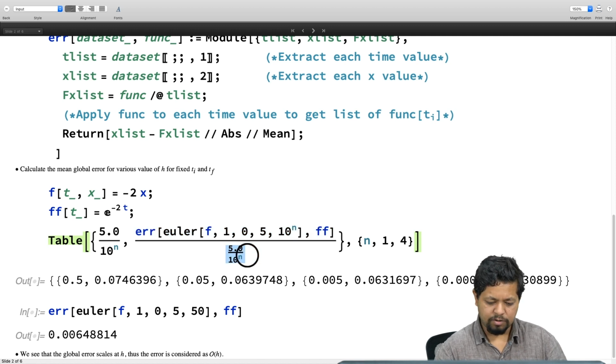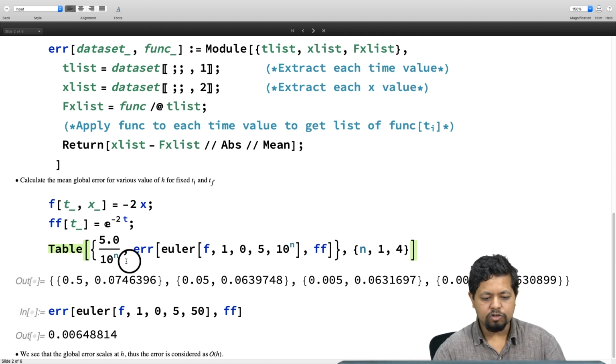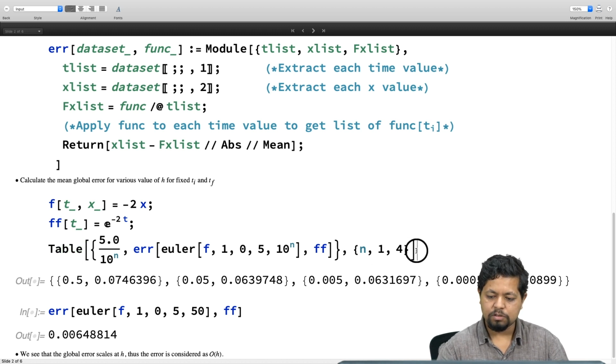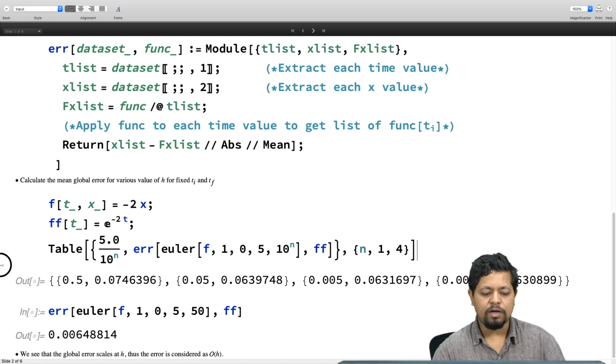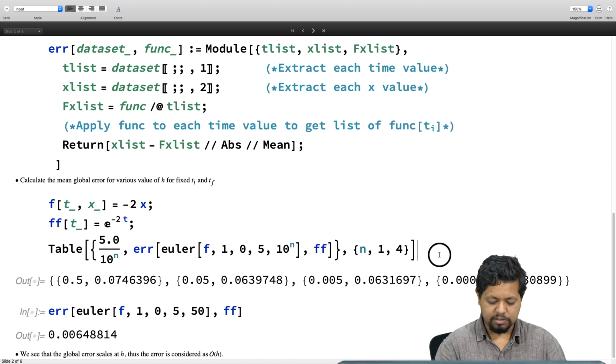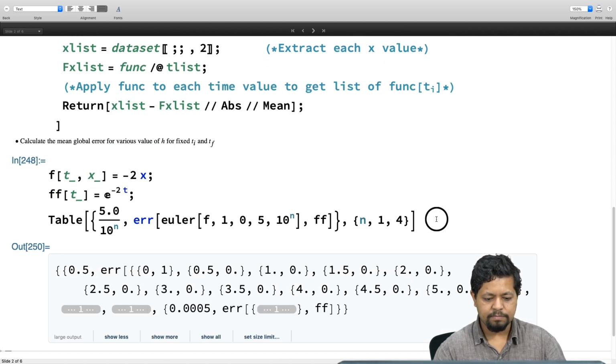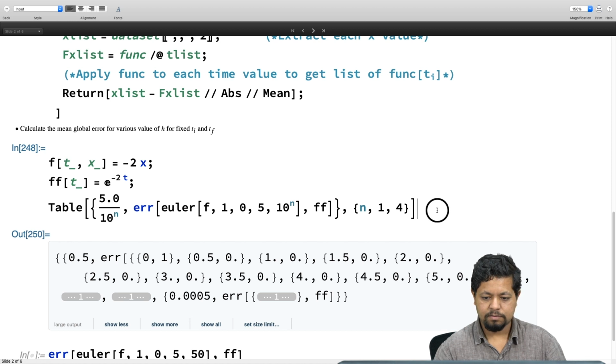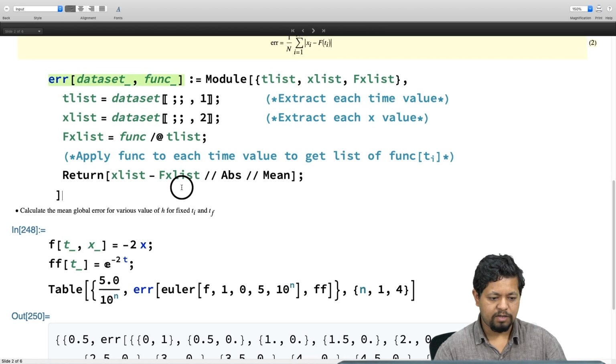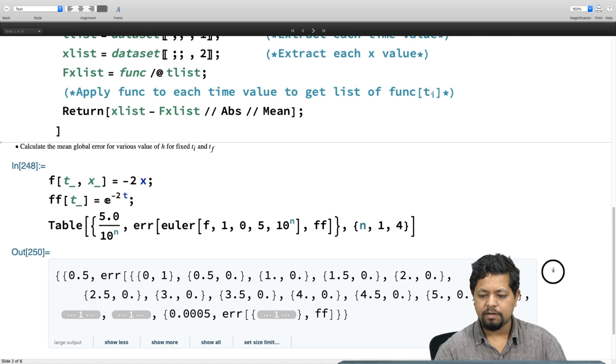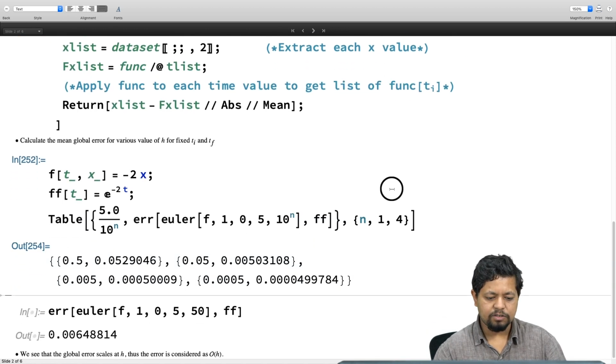For now, let me go ahead and remove that. So we're going to just take the mean absolute error, and we're going to execute it for n equal to 1 to 4. So we're going to get 4 values. When n is 1, n max is 10, and when n is 4, n max is 10,000. So for 10 steps, 100 steps, 1000 steps and 10,000 steps, we're going to execute this. Oh, I think I forgot to define the error function. Let me go ahead and define that. Okay, now I'll execute it again.